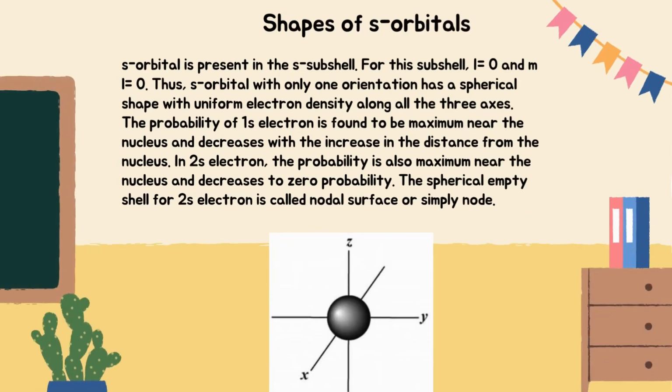Shapes of s orbitals. S orbital is present in the s subshell. For this subshell, l equals 0 and ml equals 0. Thus, s orbital with only one orientation has a spherical shape with uniform electron density along all the three axes. The probability of finding a 1s electron is maximum near the nucleus and decreases with the increase in the distance from the nucleus. In 2s electron, the probability is also maximum near the nucleus and decreases to 0 probability. The spherical empty shell for 2s electrons is called nodal surface or simply node.